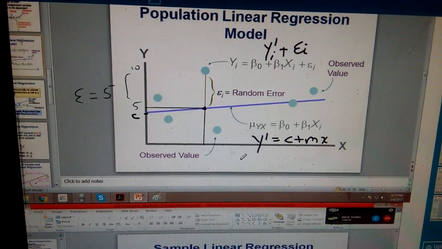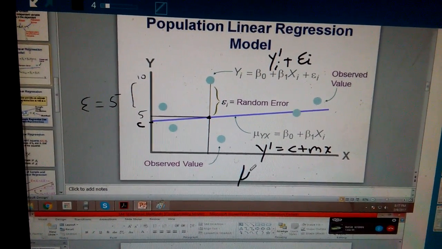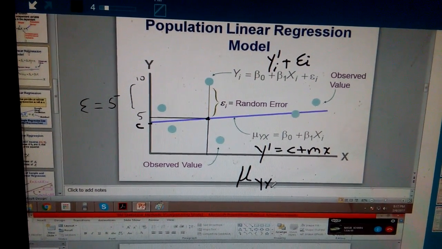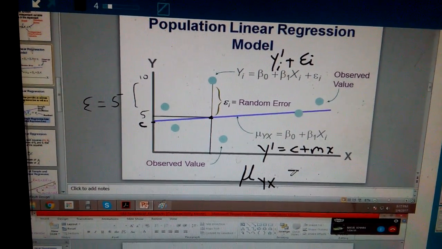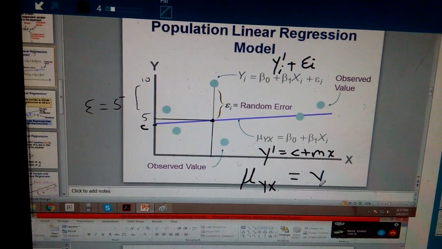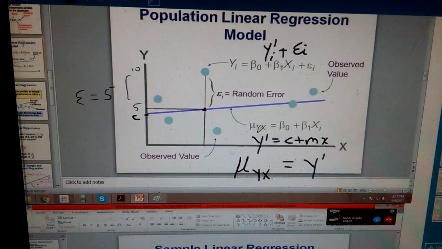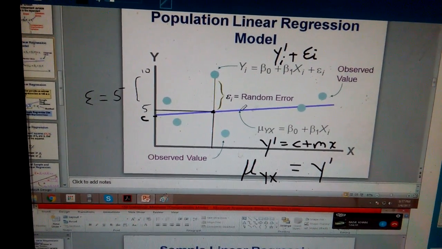No need to get confused by this mu. This is the Greek letter mu, and they have used mu yx. This mu yx represents the estimated value of your population. So no need to get confused, it is just a representation. All right, so that's it.